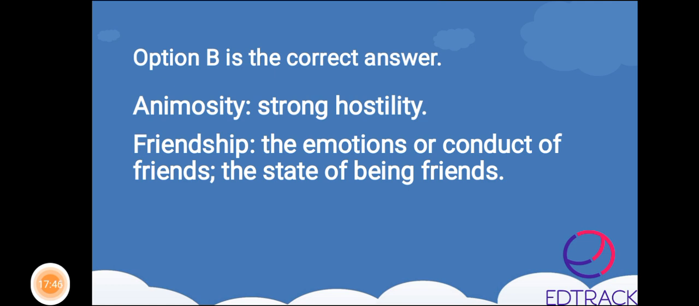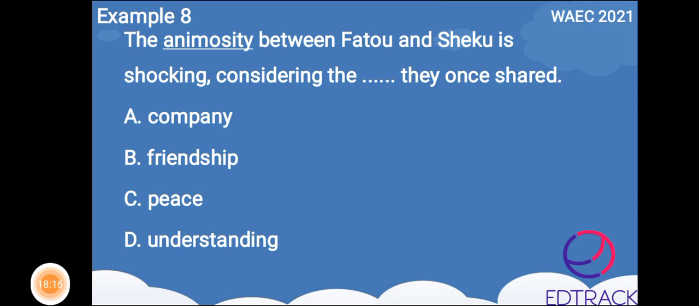So we could put it that way too: strong hatred for something, a strong act of wickedness towards something. While friendship is the emotions or conduct of friends, the state of relating peacefully. So friendship is the direct opposite of the word animosity. That makes option B our correct answer.